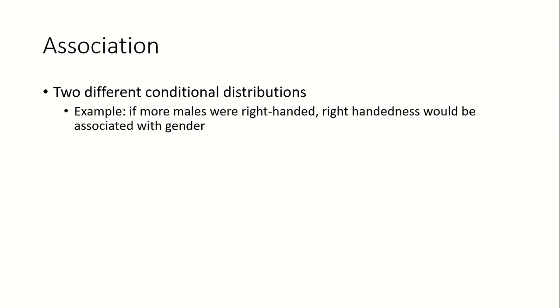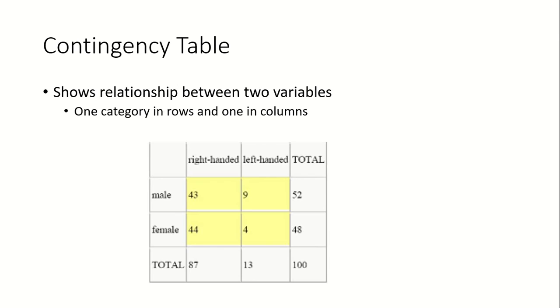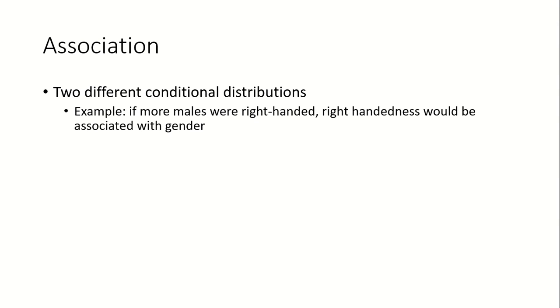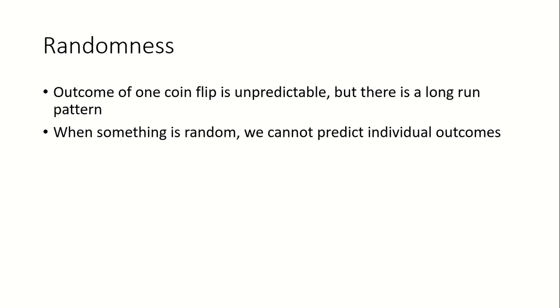Association is when there are two different conditional distributions. So going back to the table, they'd be associated if, for example, a higher percentage of males than females were right-handed. Then we would say being right-handed is associated with being male. So it's very different from being independent. If it's not independent, it is associated in some way.